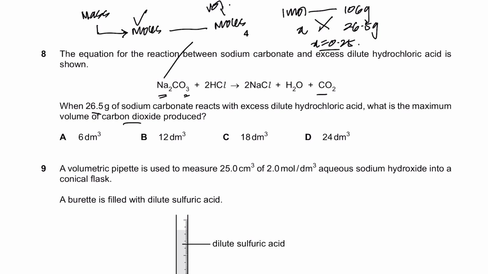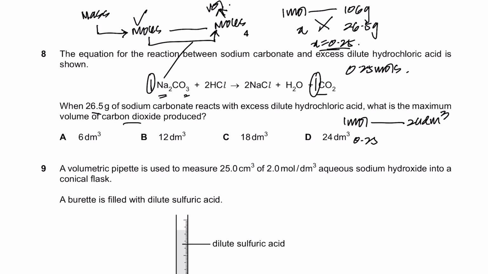So we are here. Now we need to go from moles to moles, and we could do that through the equation. So 1 mole of sodium carbonate is giving you 1 mole of carbon dioxide. So if you have 0.25 moles of sodium carbonate, it would give you 0.25 moles of carbon dioxide. And then in the end, you need to go into the volume of carbon dioxide. You know that 1 mole of any gas at room temperature and pressure would occupy a volume of 24 decimeter cubes.